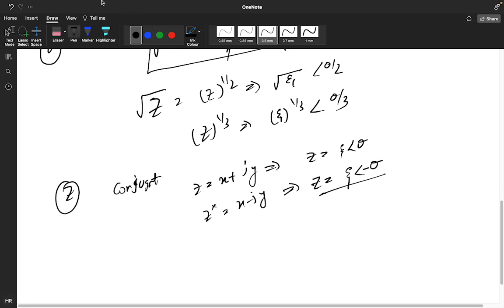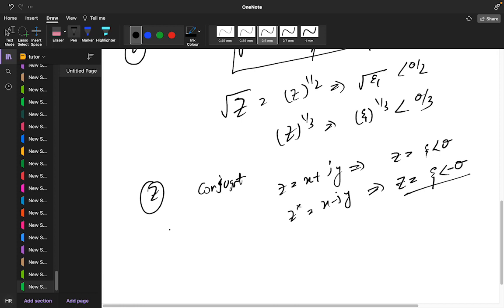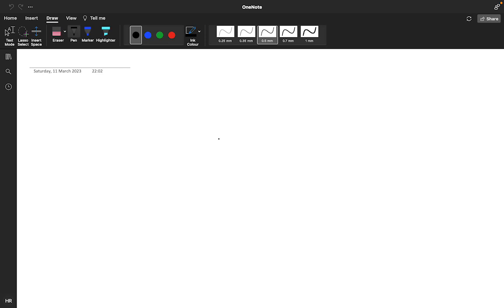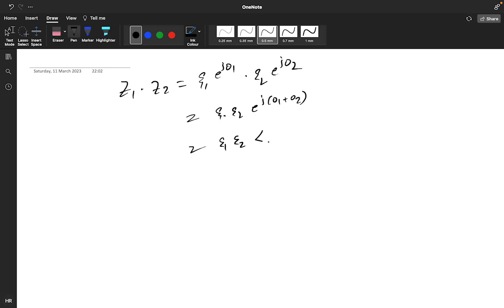Now if you have z1 multiplied with z2, what will you get? Zeta 1 e power j theta 1 into zeta 2 e power j theta 2. What will be the overall result? Zeta 1 zeta 2 e power j theta 1 plus theta 2. So that's why we are getting zeta 1 zeta 2 at an angle theta 1 plus theta 2.